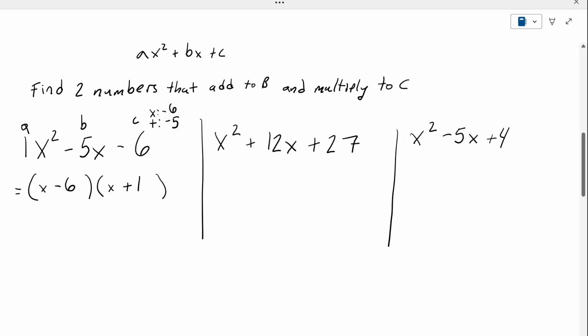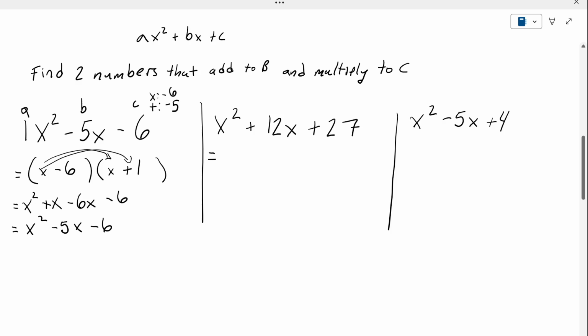You can always double check, and it's always a good idea to, by foiling. If you're not sure how to foil, we have another video on how to foil that will be coming out soon. And we can foil this here by doing x times x is x squared. x times 1 is just x. Negative 6 times x is negative 6x. And negative 6 times 1 is negative 6. After we simplify, we'll be left with x squared minus 5x minus 6, which is just like the original. All right, let's see the next one.